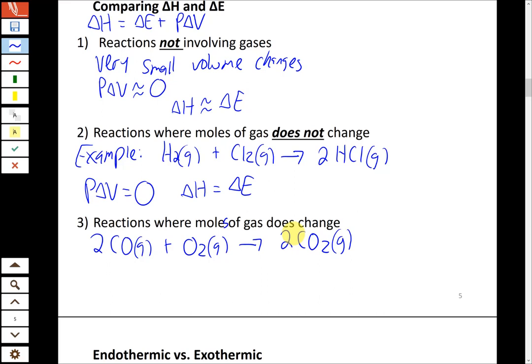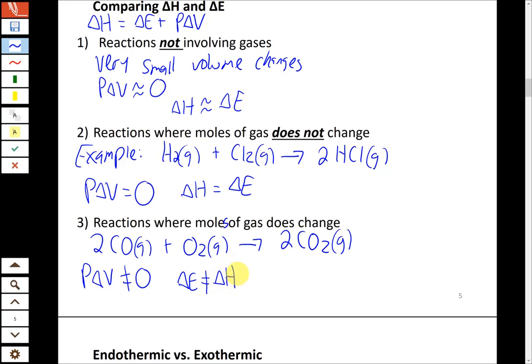So in that situation, when the moles of gas is changing, this P delta V term will not be equal to 0. Again, we're not going to calculate this numerically and talk about these differences quantitatively, but because this P delta V term is non-zero, that means these two would not be equal. So this is really the only situation where they're going to be significantly different from each other.